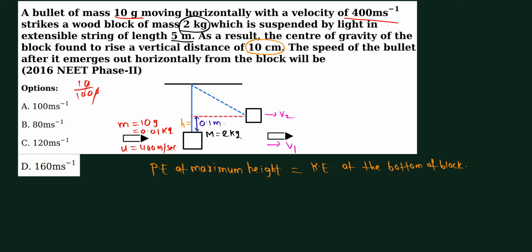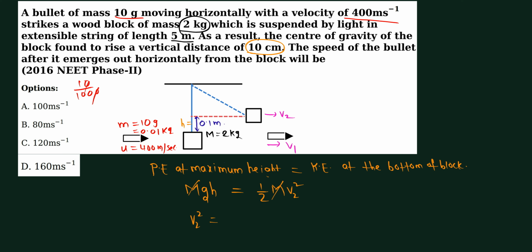Let us say the potential energy of the block is indicated as mgh, which is equal to the kinetic energy of the block at the bottom, that is half M v2 square. This is not small m, this is about the block. So the block mass we assumed here is capital M, so when you cancel this, M gets cancelled.